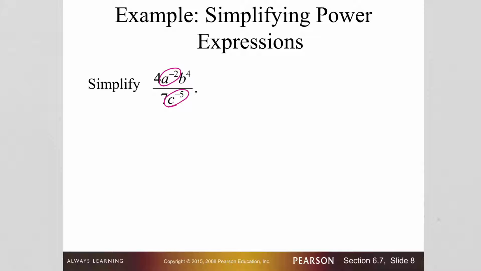swap locations. So we're going to leave the 4 on top. We're going to leave the b to the 4th on top. And now I'm going to bring the c to the 5th on top. Notice how I took away the negative exponent because now it's happy. It likes its location. The 7 stays on bottom, and I need to pull that a squared down to the denominator. Now everything is happy with its location.